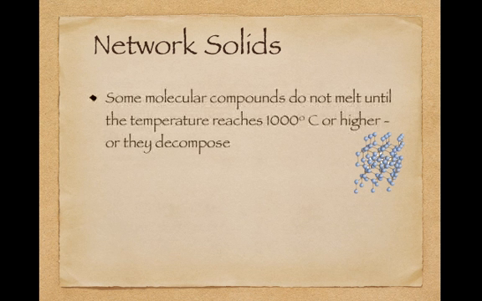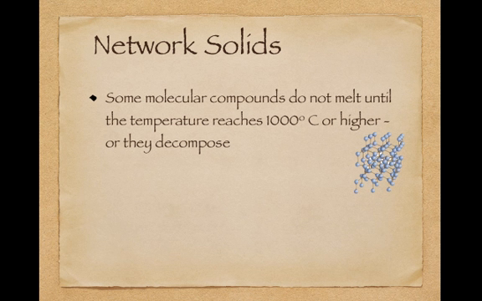Okay, let's finish up here with network solids. A network solid is a covalently bonded compound where all of the atoms are bonded. It's just like one big continuous chain. If you look at this picture on the right, which is a diagram of carbon bonded together, that's diamond. These bonds are so strong and so hard to break that they have very, very high melting points, even higher than ionic ones.